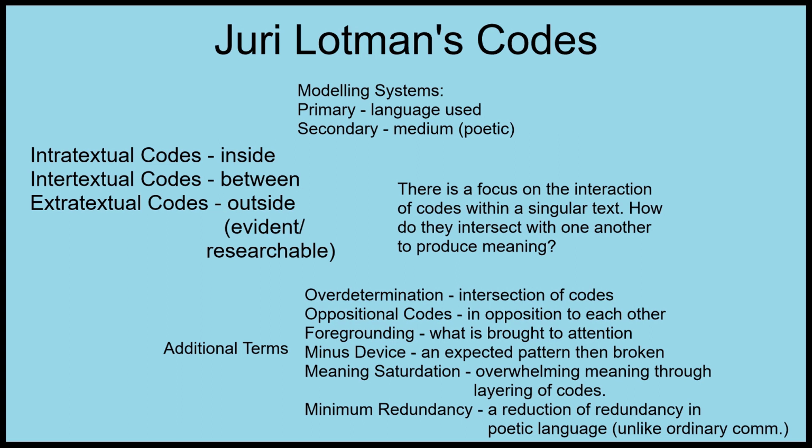Now, the next one's quite easy to understand. It's called a minus device. This is an expected pattern that is then broken. So, imagine a poem that could use rhyme all the way through. It's rhyme, and then no rhyme. Why did it do that? There's an expected pattern that has been built. Why has that pattern now been broken? And usually it's because it's something important.